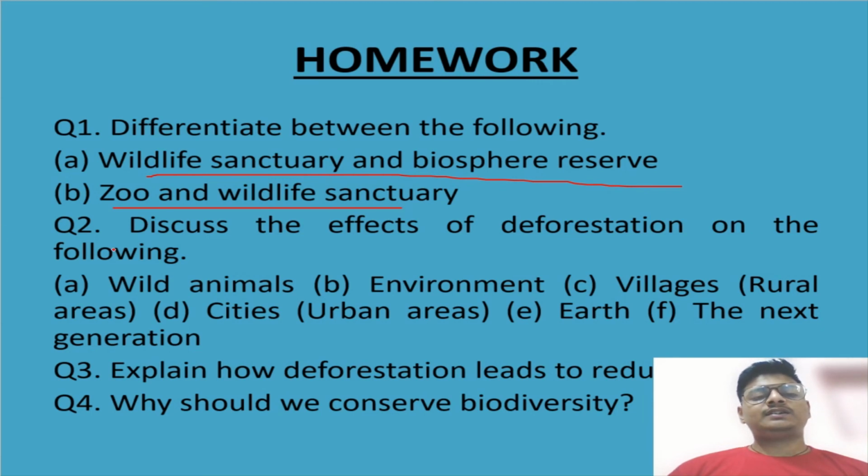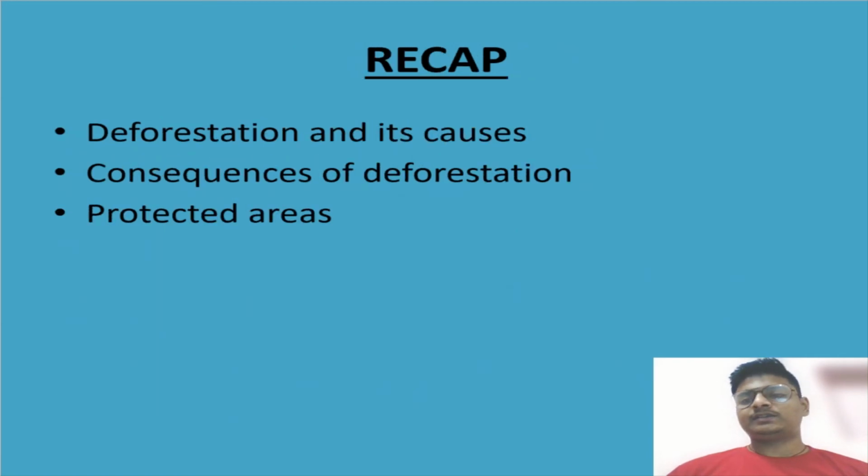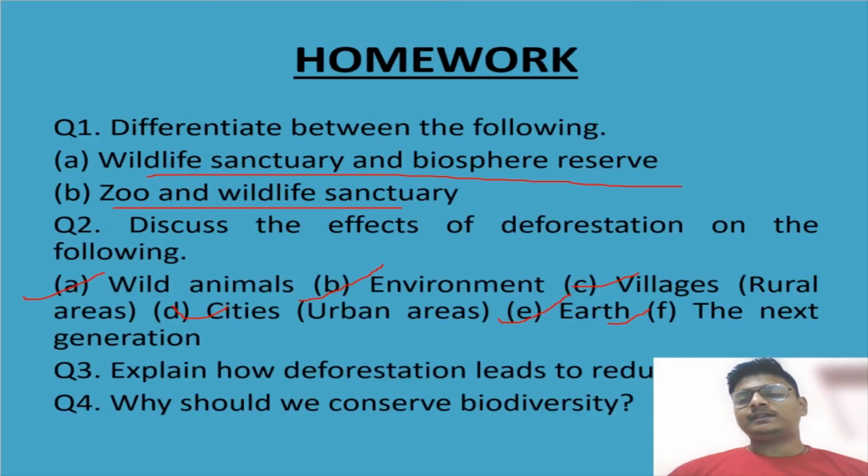The second question is, you have to discuss the effect of deforestation on the following: wild animals, environment, villages, rural areas, cities, that is urban areas, then the earth, then the next generation. Then you have to explain how deforestation leads to reduced rainfall. And the fourth one is, why should we conserve biodiversity?